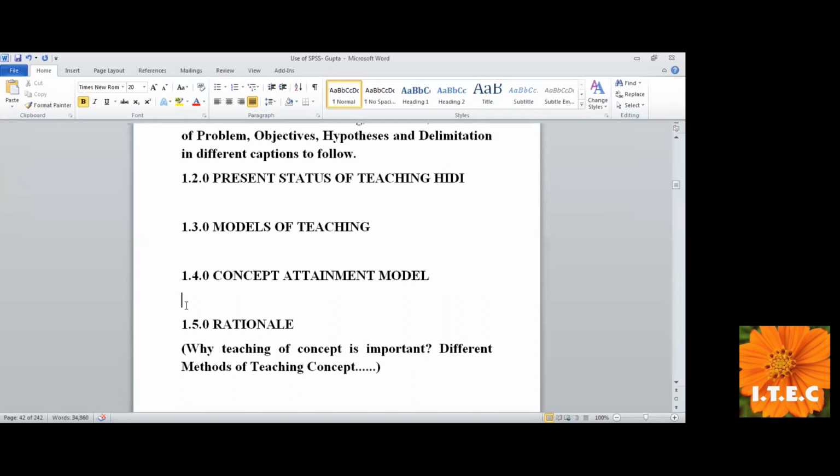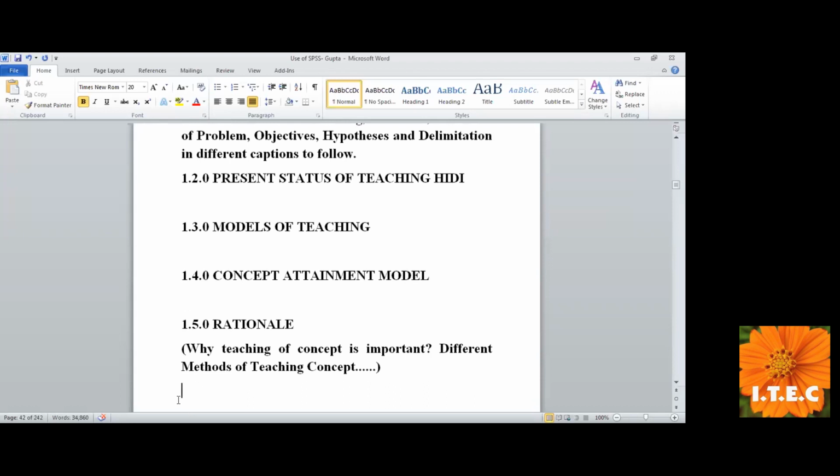But if you do not have many researches to cite, then you can write the review of related literature in chapter number 1, no problem at all. And how will you write? That I will tell you when I am talking about the second chapter.